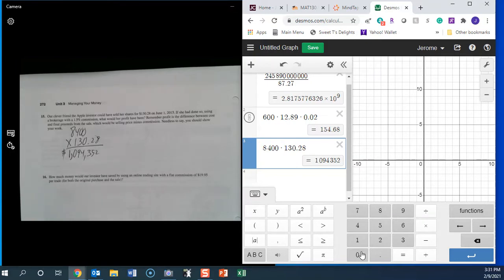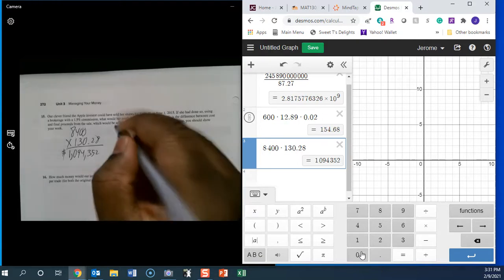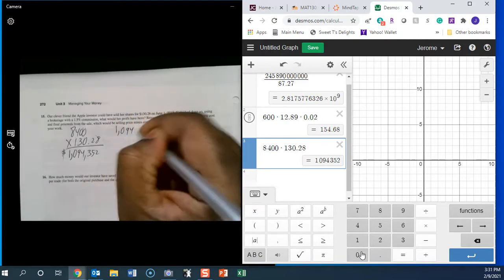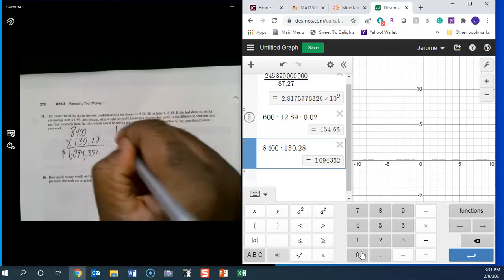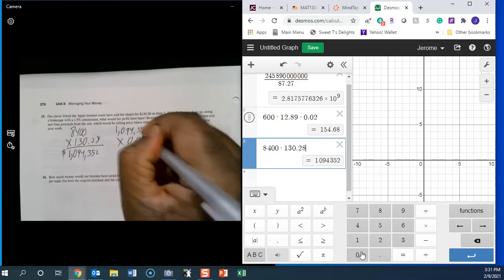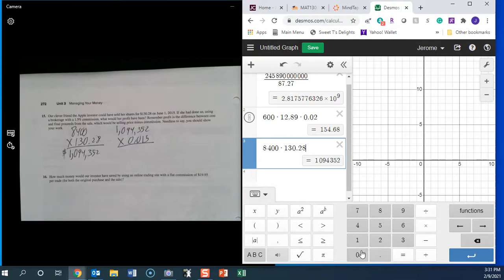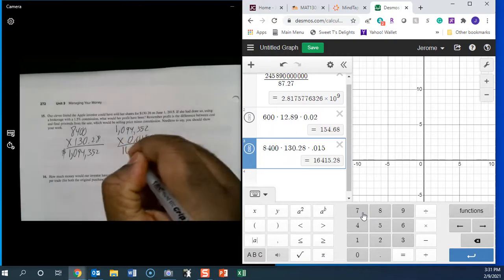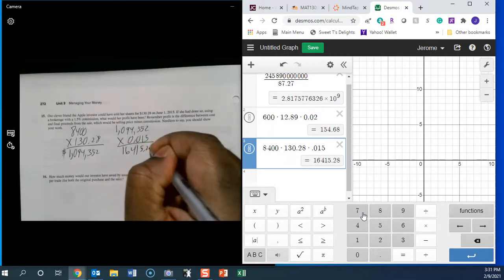Now we have to deal with these different commissions. So we would take this $1,094,352 and multiply by 0.015 to get that 1.5% commission. So that would be $16,415.28.